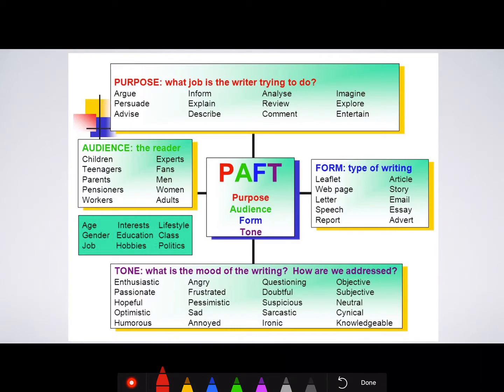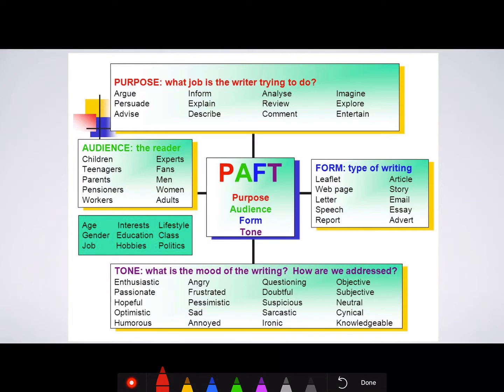The form is usually given to you, so you will know if it's going to be a leaflet or a letter or a blog or an email, etc. And then finally, you've got the tone, so the mood of the writing. Now, in its simplest form, this can be formal or informal. You will always be expected in the exam to write in a formal, standard English style. By that, I mean you are expected to always be grammatically correct.